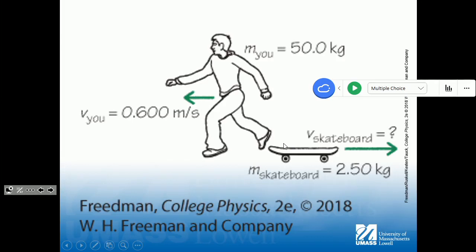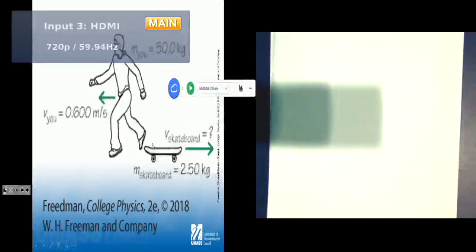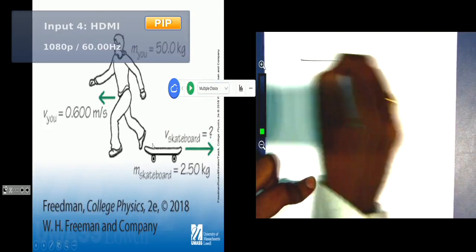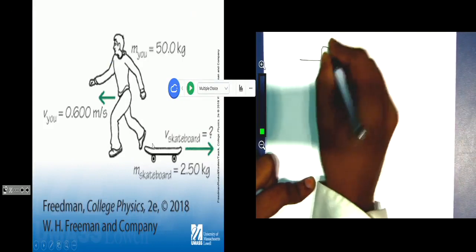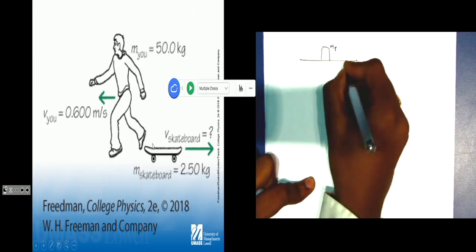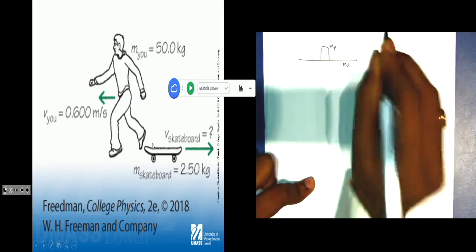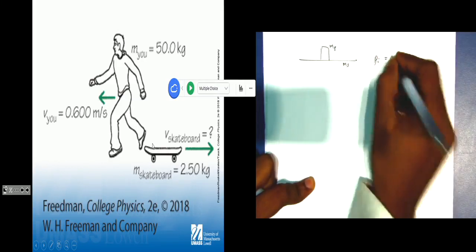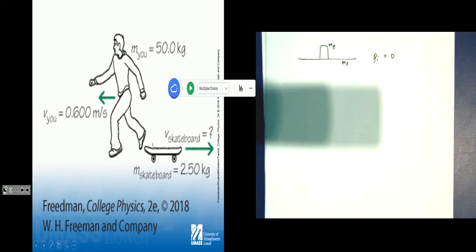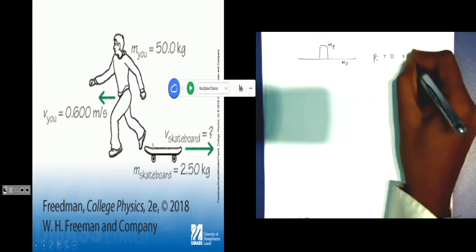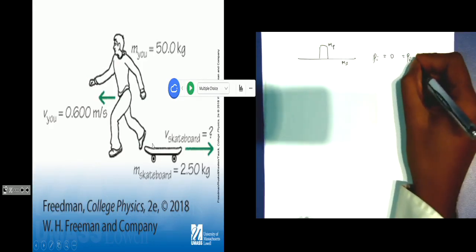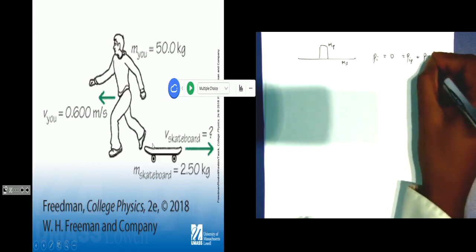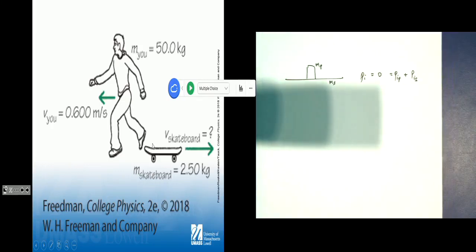Here is how we would write this out. You have an initial system, which is the person on the skateboard. This is the mass of the person, that's the mass of the skateboard. Nothing's moving, so P_i is zero. This P_i is, of course, the initial momentum of the person plus the initial momentum of the skateboard. Subscript P is person, subscript S is skateboard.